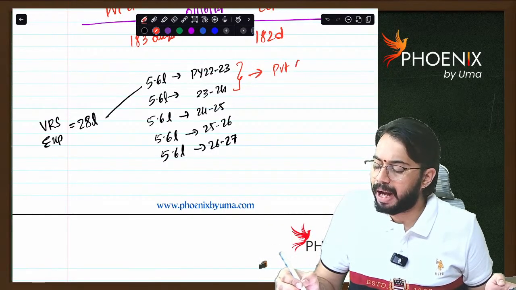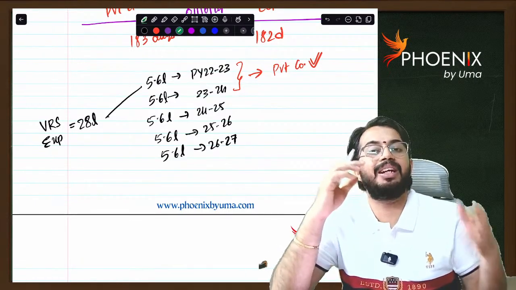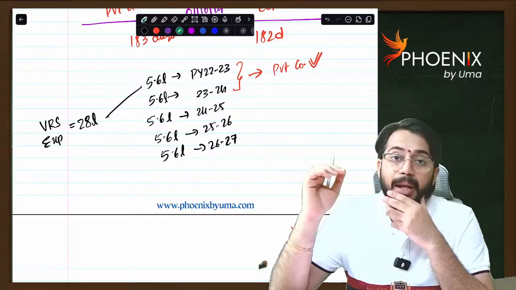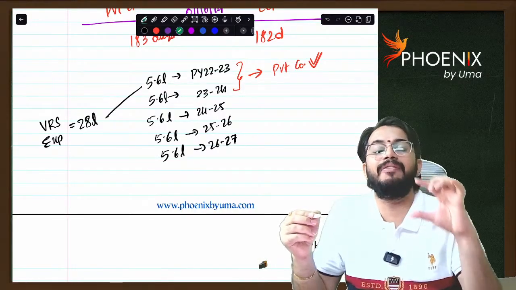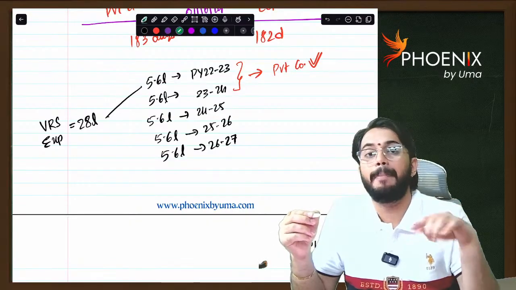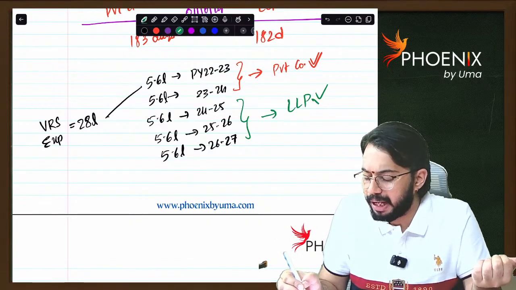The private limited company is in existence only in 22-23, so for the private limited company it is allowed as deduction. In 24-25, the private limited company is getting converted into LLP. So from 24-25 onwards, whatever VRS expenditure of the private limited company is there, that can be claimed as deduction by the LLP. Are you able to understand?